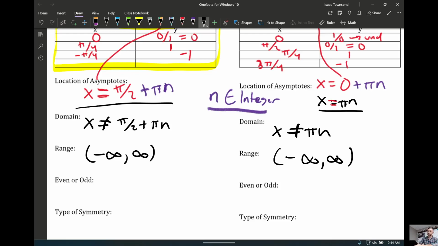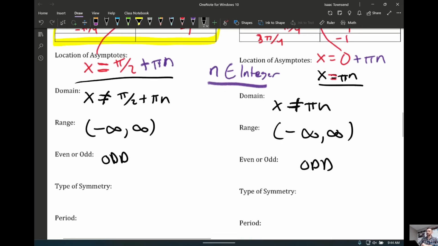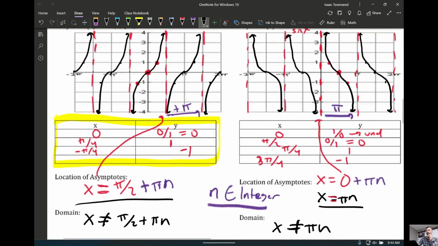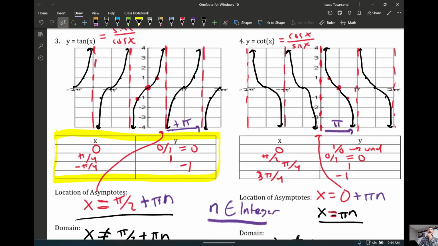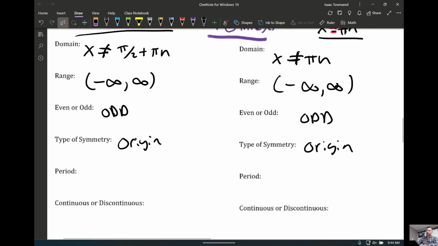I memorized that both of these are odd functions, which means they both have symmetry to the origin. But if you know what it means to have symmetry with respect to the origin, you can turn your paper upside down and it still looks the same. You could do that for both of these, and you can see that both of these have 180-degree rotation symmetry, which we call symmetry with respect to the origin, which is a characteristic of odd functions. So again, to me, these go together.